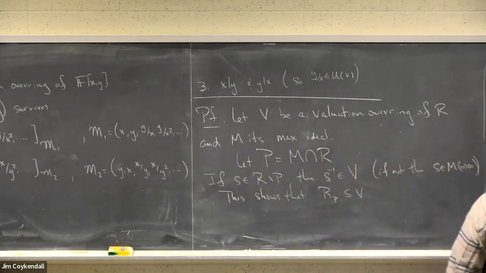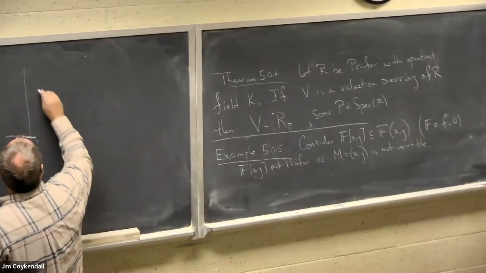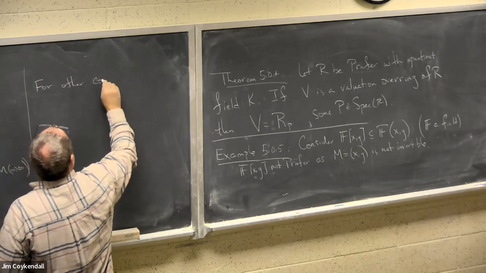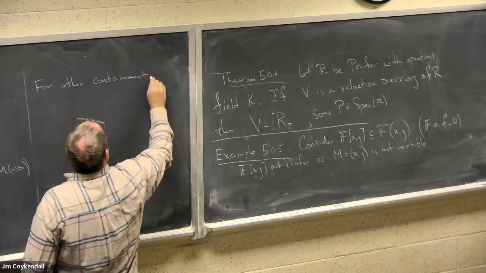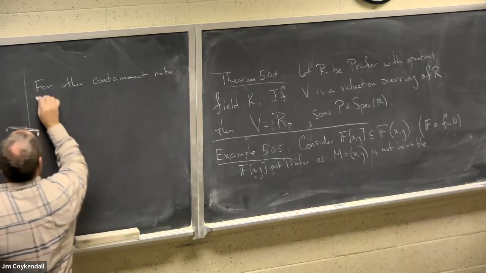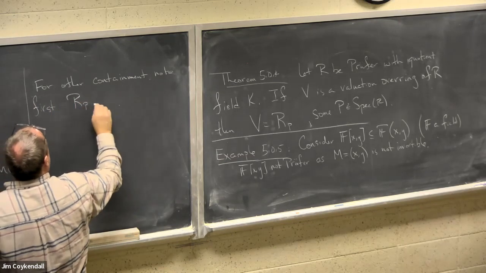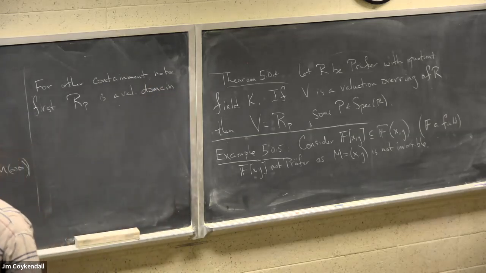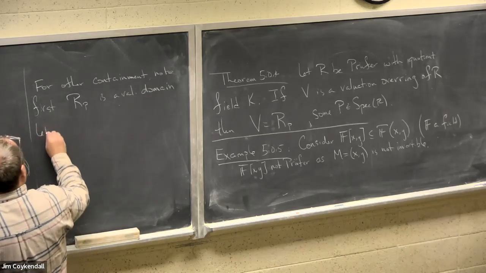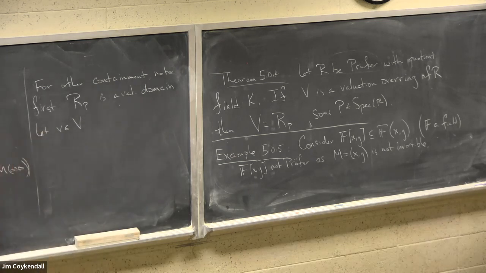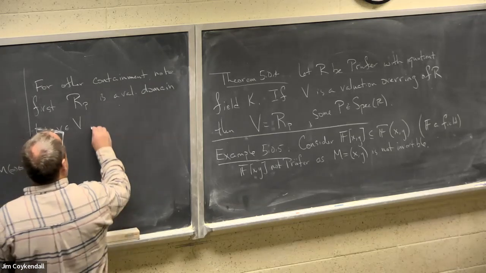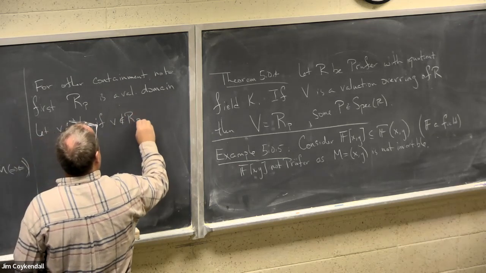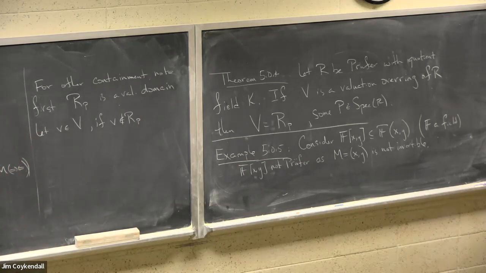On the other hand, let's get the other containment. Note first, R localized at P is a valuation domain, because I know that R is Prufer in the first place. Let v be in V. We want to show that v is, of course, in R localized at P. If v is not, then, of course, 1 over v is in R localized at P.